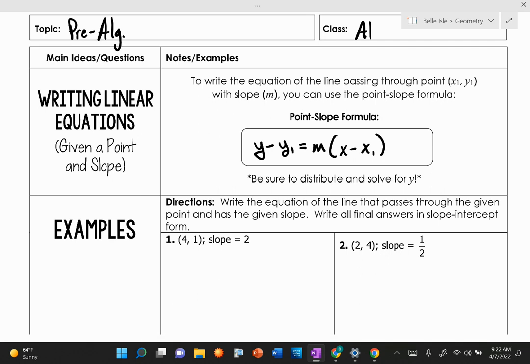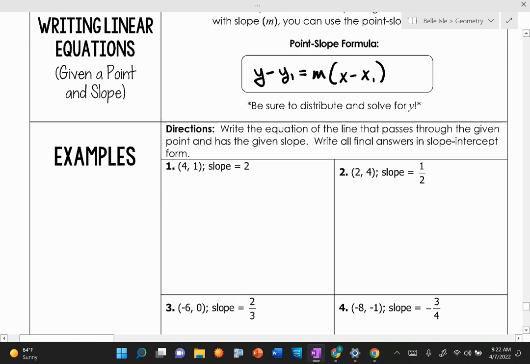Okay, now what does it say in the little asterisk down below the box? Be sure to distribute and solve for y. Yes, distribute and solve for y. So what this is going to look like on number one: we have a line that is passing through this point at a slope of 2. The point is 4, 1. We don't need to look at a graph to figure out what that line looks like or what the equation for that line should be, because we can just use the point slope formula.